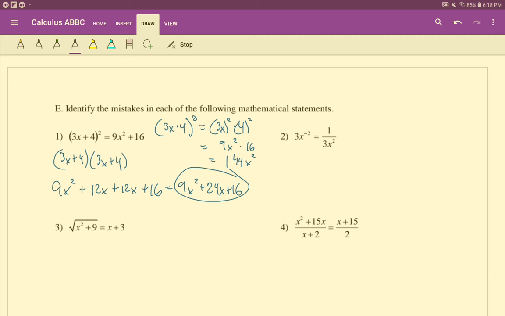Now, number 2, what's the error here? When we have a negative exponent, can we move that into the denominator? And the answer is yes, but look at this carefully here. What has a negative exponent?